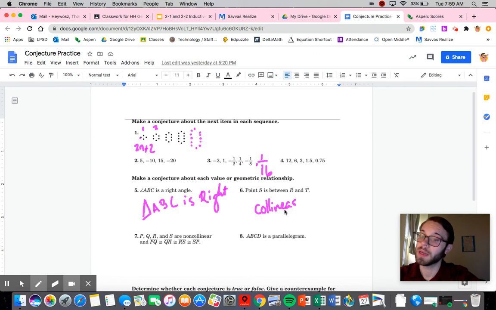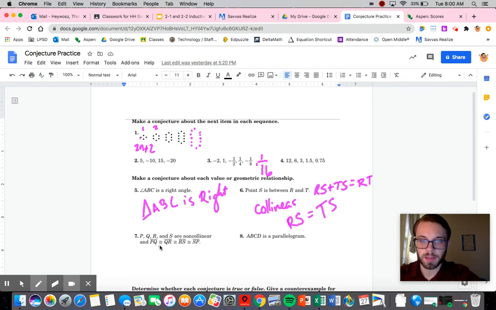Because, well, it doesn't say it. You could say something like RS is equal to TS. I mean, we don't know if it's the midpoint, but you could. You could just say that RS plus TS is equal to RT. And ultimately, I think that kind of exhausts most of our possibilities on that one. But you could do something like that based on the information you're given.